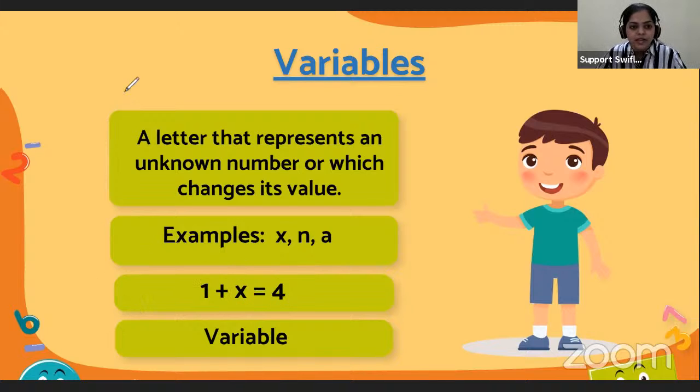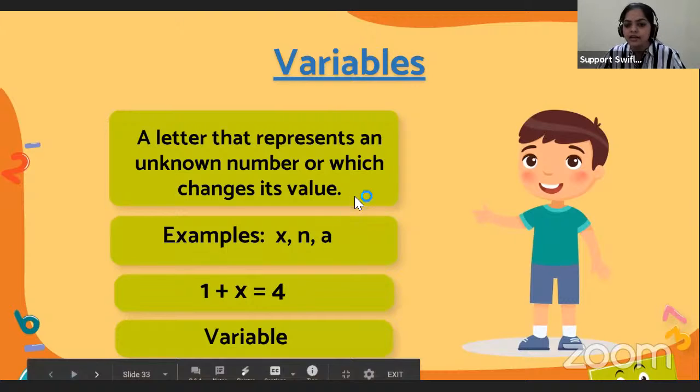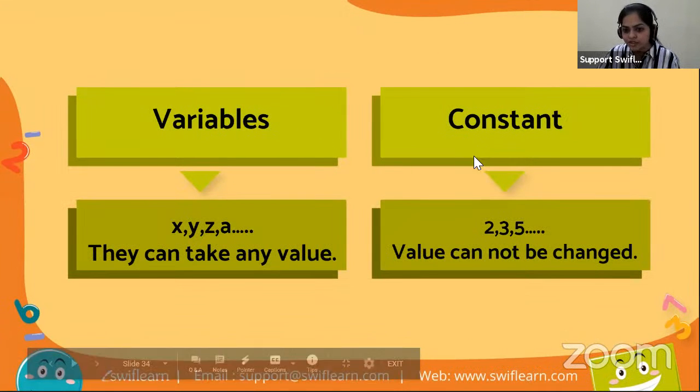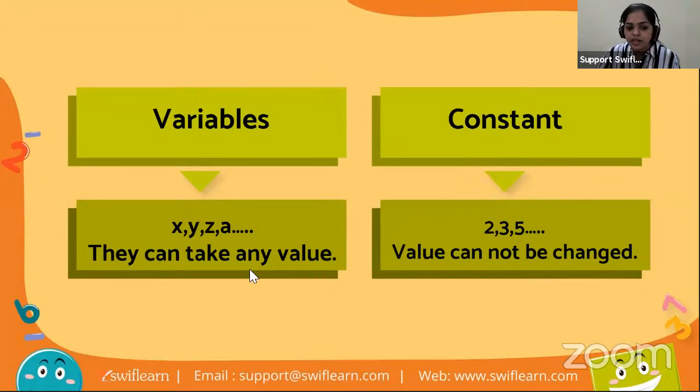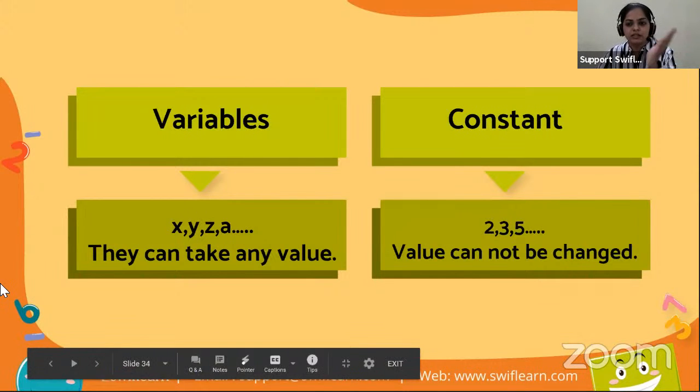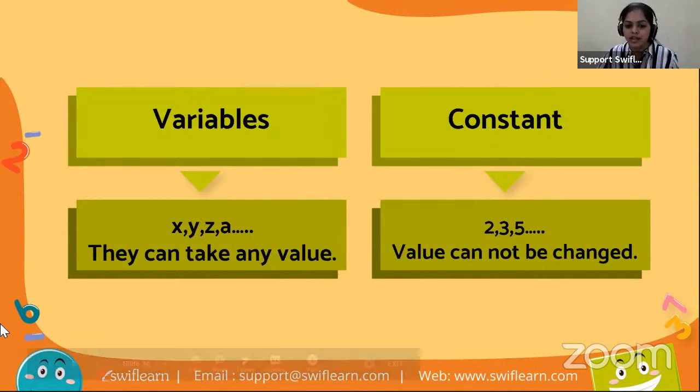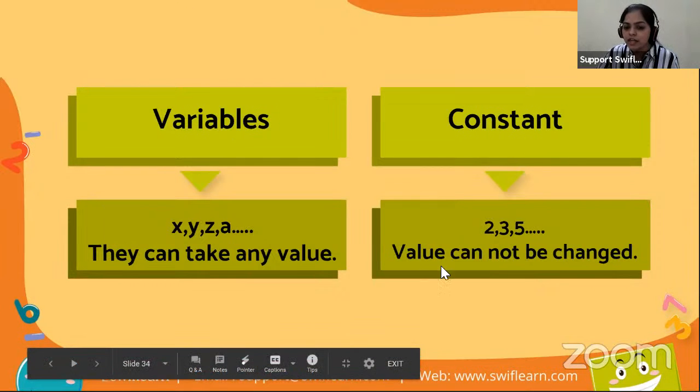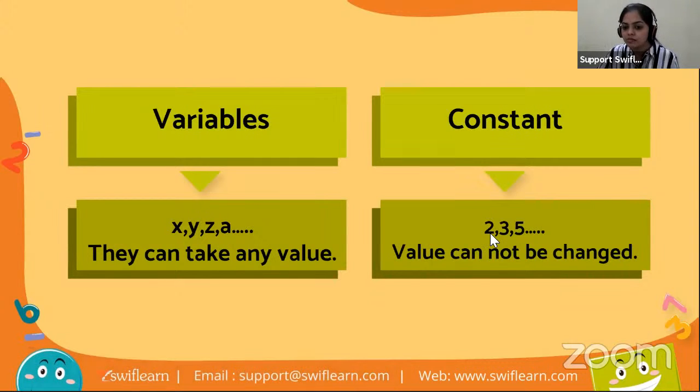Okay, so let's move to the next slide, and we differentiate between variables and constants. Variables are alphabets that can take any value, starting from 1, 2, 3, 4 and so on. And what are the constant terms? The values that cannot be changed. For example, the numbers 2, 3, 5 cannot change their value. But variables can change their value. All right, now I think you understood the difference between the variables and the constant term. Hope you all understood this. Yes. All right, let's move to the next slide.